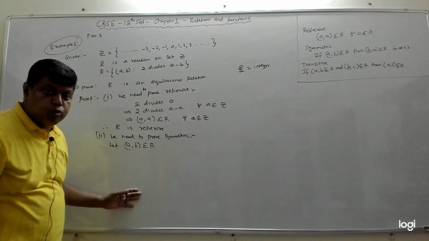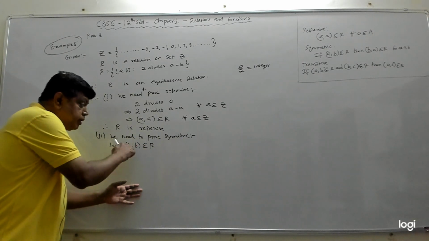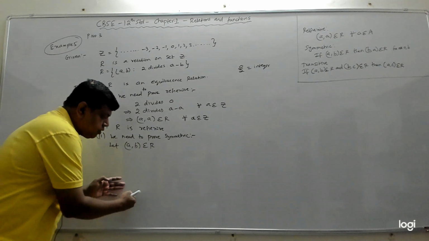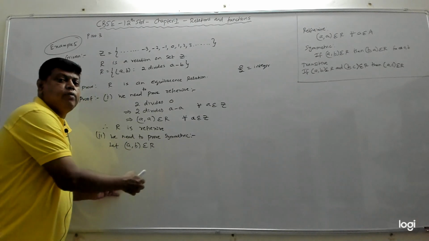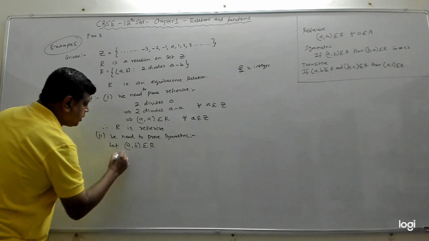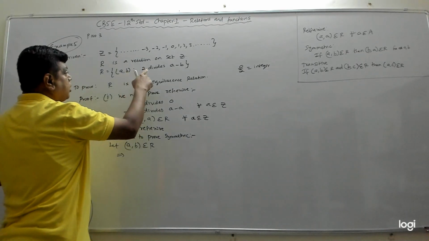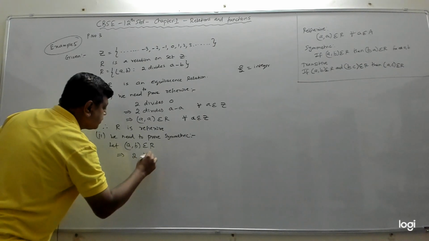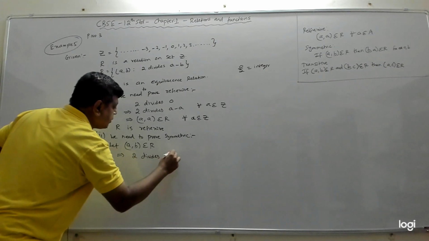And what should we prove? We should prove that the reverse (b, a) belongs to R. Down the line, if we keep writing steps, finally we should get (b, a) belongs to R. Then we will say R is symmetric. Now (a, b) belongs to R means what? When (a, b) belongs to R, we can always write this: 2 divides a minus b.